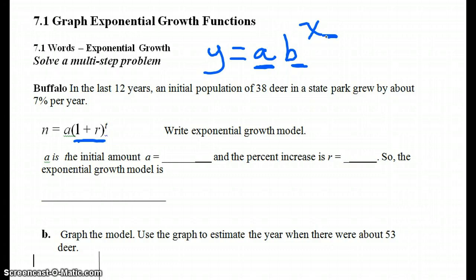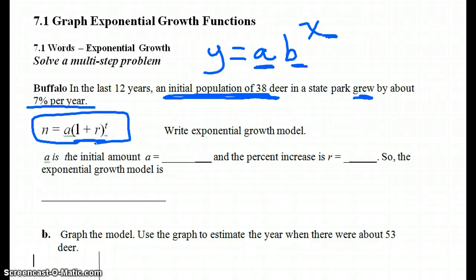Buffaloes in the last 12 years has an initial population of 38. So that initial population is very important. And it grew by 7% per year. So look at words like grow to tell you if we have a growth or a decay. So this is an exponential model where the number of buffaloes will be n. A is the initial value, which is 38 buffalo in this case.